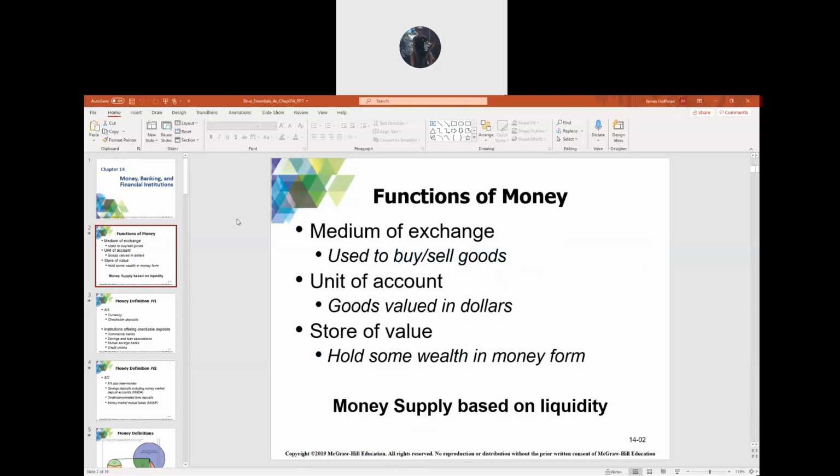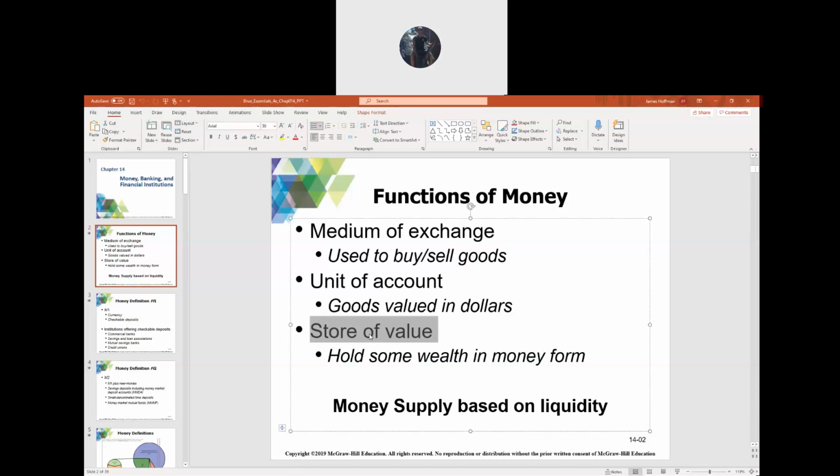Okay, so these are the three functions of money. Number one, money is used as a medium of exchange. It's used to buy and sell goods. Number two, it's a unit of account, so goods are valued and priced in dollars. And number three, it's a store of value, which means you can think of it as a financial asset as well. It's also some type of investment, which pays little interest, but it's very risk-free.